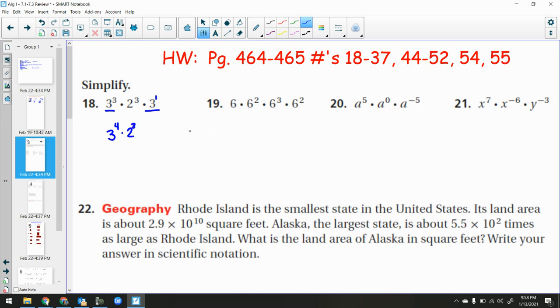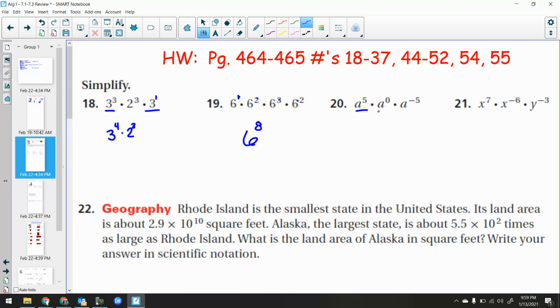You could actually go in your calculator and figure out what that is, but I'd like to see us writing it with the exponent rules. 6 to the 1st times 6 to the 2nd times 6 to the 3rd times 6 to the 2nd. Remember, that's just 6 raised to all these powers added together. So 1 plus 2 is 3, plus 3 is 6, plus 2 is 8. 6 to the 8th power.